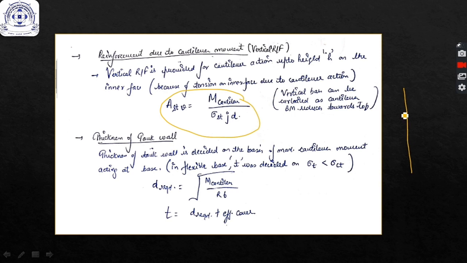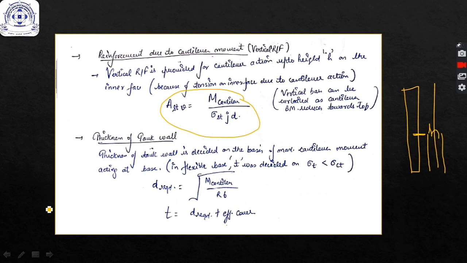Now, as you know, the cantilever action is acting up to only this particular height h. So we can curtail some of the bars above this height. So we can provide some bars of this height and some bars of whole height, as we cannot keep this area blank or without vertical reinforcement.